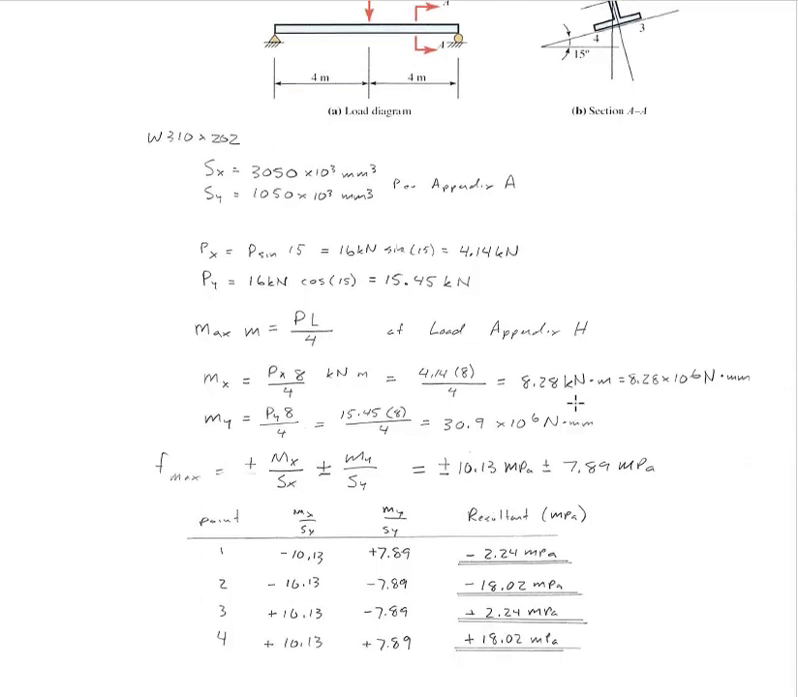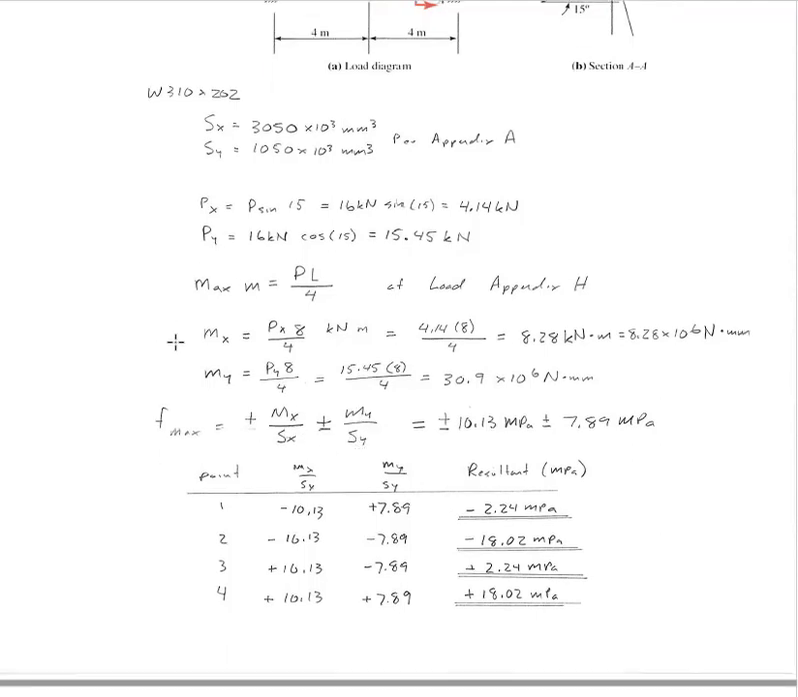15.45. We can go to Appendix H now, and based on this loading here, we can look at what the maximum moment's going to be, and that maximum moment's actually going to be right in the middle of the beam, because our maximum moment's where we're going to have our highest stresses. So we calculate the moment in both the x direction and in the y direction. And then here is our formula. f max equals plus or minus Mx over Sx plus or minus My over Sy.